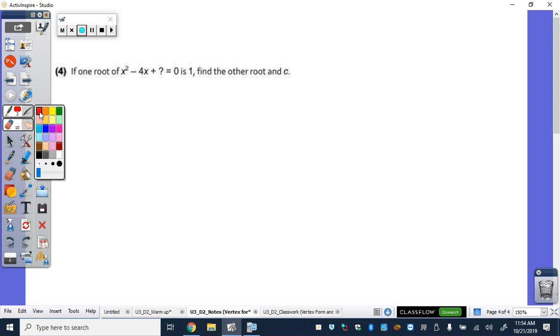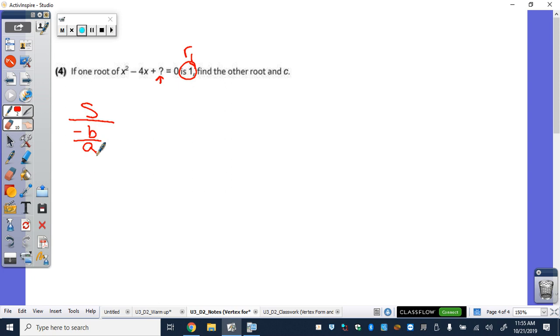So number 4, if one root of this quadratic is 1, so that is root number 1 is a 1. Find the other root, and then they want us to find the value of c, which, you can see right now, is a question mark. So we got to find those two things. We got to figure out what the other root is. We got to figure out what the value of c is. I know my b and my a value, so I'm going to use that. That was how to figure out the sum of my two roots, was using negative b over a.